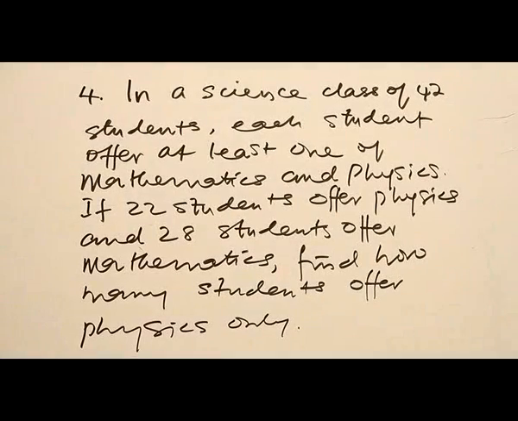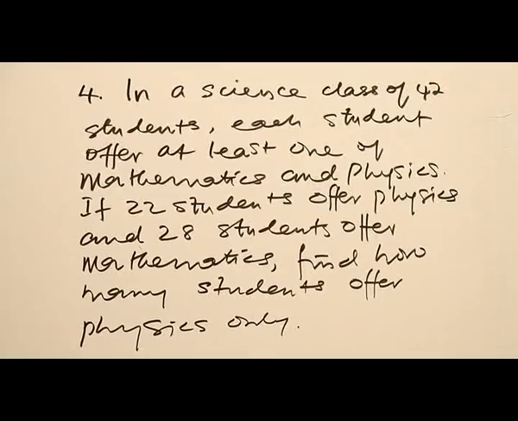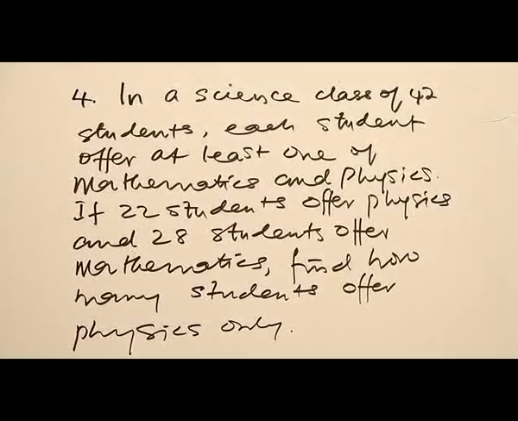Example number 4. In a science class of 42 students, each student offers at least one of mathematics and physics. If 22 students offer physics and 28 students offer mathematics, find how many students offer physics only.